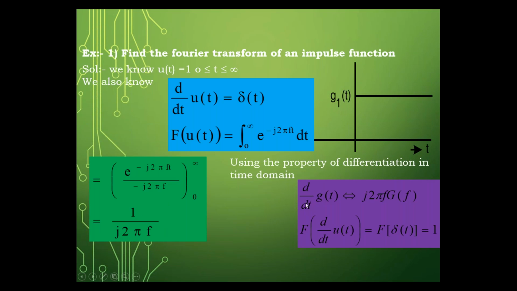If we apply the differentiation in time domain property, I can multiply j2 pi f into G of f. My G of f is this one. So j2 pi f gets cancelled, and you get the impulse function, which is 1. Is this example clear, or shall I explain? Shall I solve this in the Jamboard? Please post it in the chat box. Is this example clear to all of you?